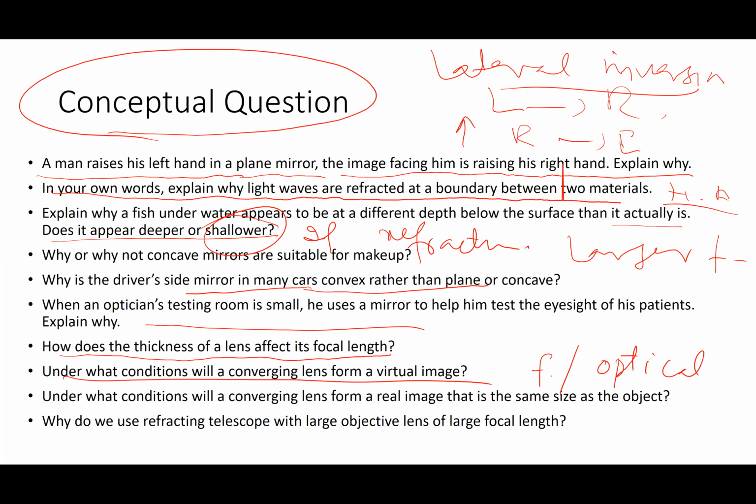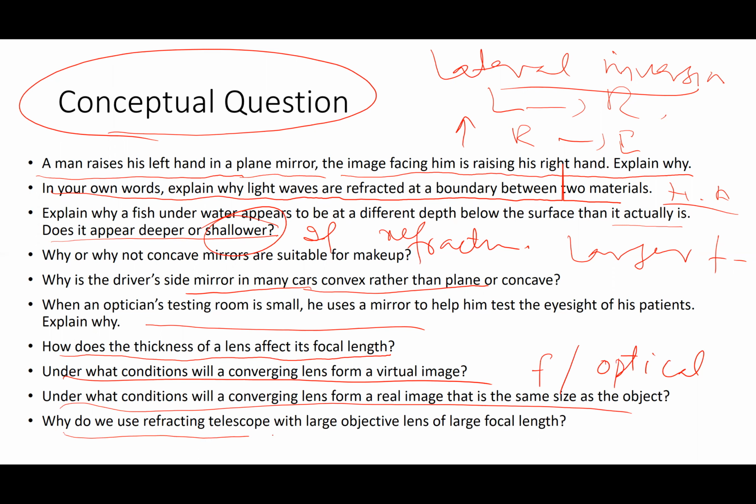Under what condition will a converging lens form a real image that is the same size as the object? If the object is lying at the center of curvature, it will form a real image the same in size.